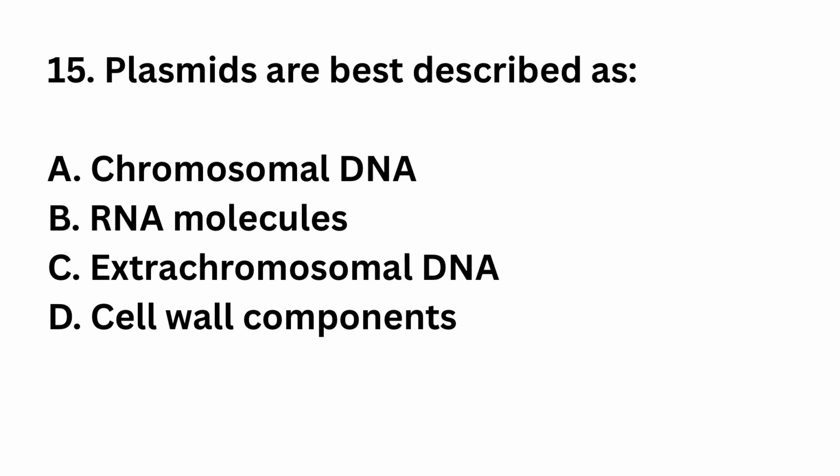Question number 15. Plasmids are best described as chromosomal DNA, RNA molecules, extrachromosomal DNA, cell wall components. The right answer is option C, extrachromosomal DNA. Plasmids are circular extrachromosomal DNA with accessory genes.